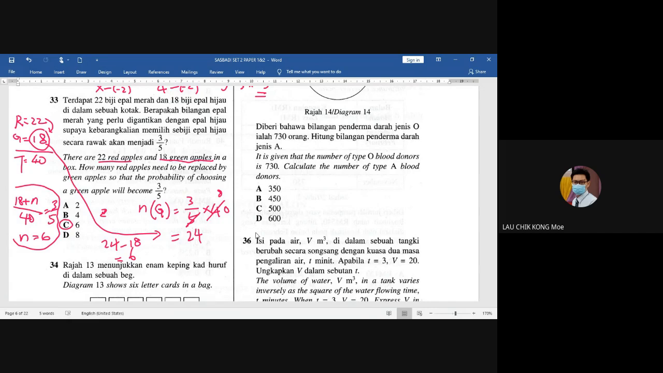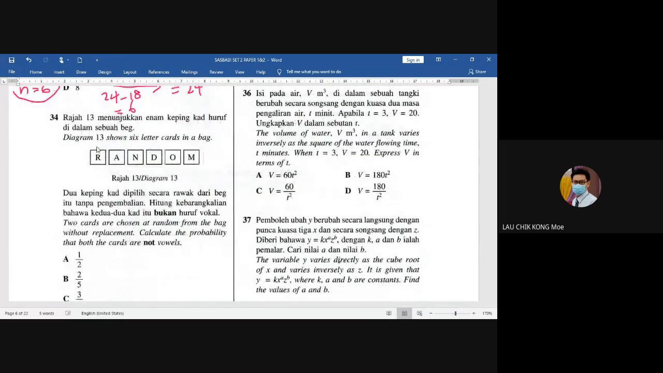All right, and then we go to question number 34. Diagram 13 shows a 6-letter card in a bag, random. Two cards are chosen from the bag without replacement. The without replacement is a keyword, so you need to highlight it. Calculate the probability that both the cards are not vowel.